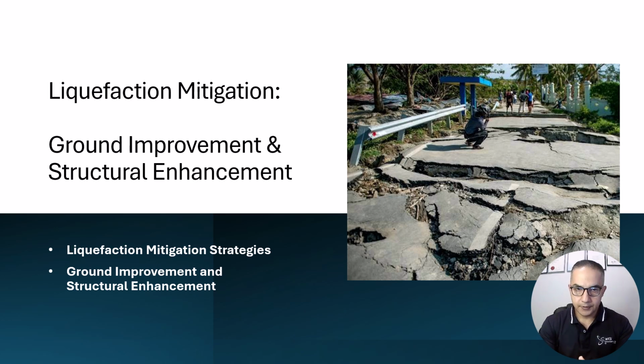Is your ground truly solid? Are we building resilient foundations or just hoping liquefaction won't strike?